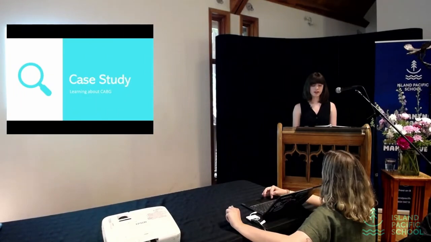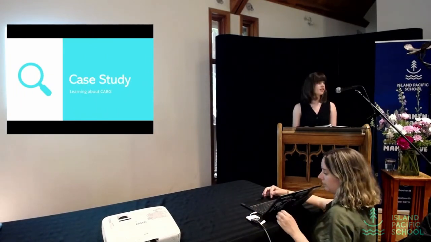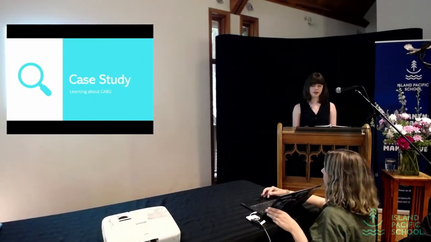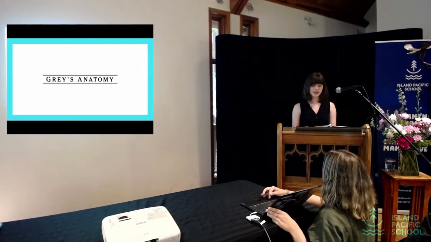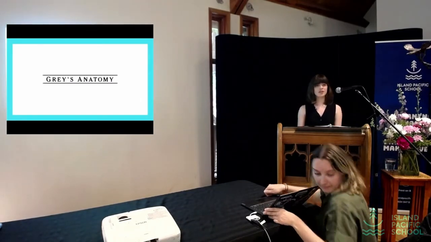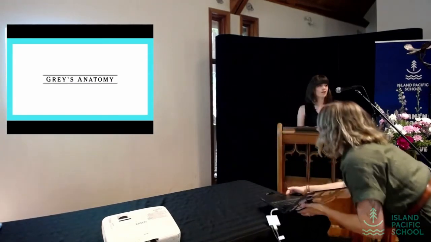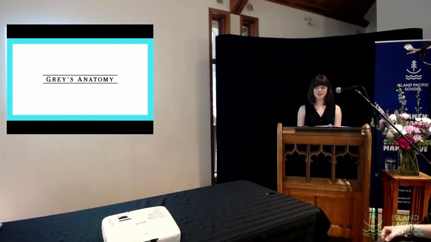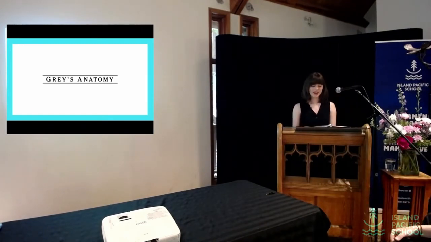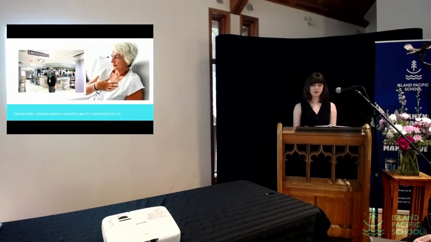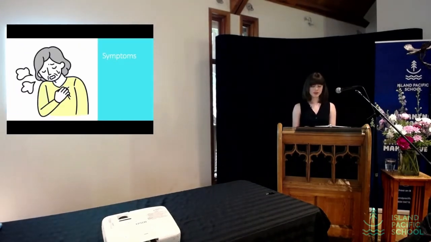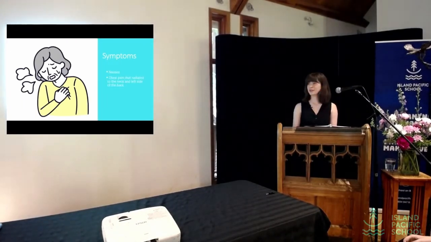Throughout this case study, we will be following Claudia Miller, a software engineer and golfer from Vancouver. You can think of this case study as an episode of Grey's Anatomy, without the on-call room interactions and iffy medical information. It began when Claudia, a 62-year-old female, was admitted to the emergency room. She was experiencing nausea and chest pain that radiated to the neck and left side of the back, as well as shortness of breath.